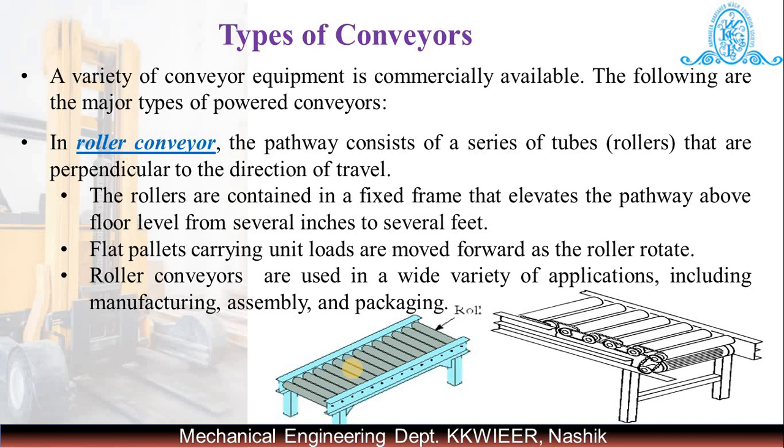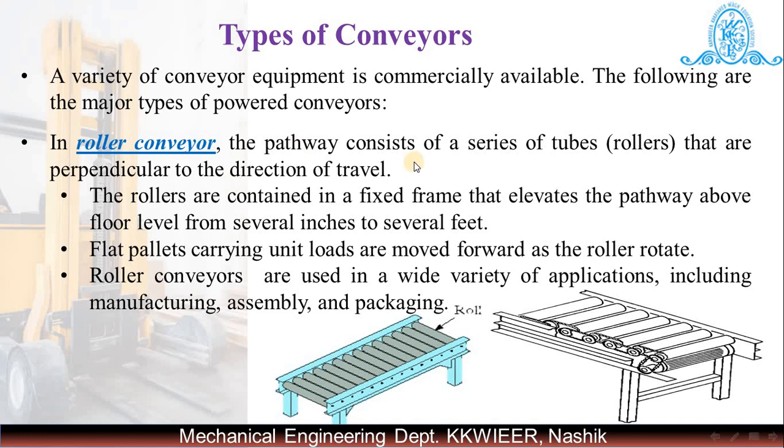Now based on the shape and size of the product, we can classify types of conveyors. First one we can say is the roller type. A variety of conveyor equipment is available commercially, but out of that we'll try to understand a few major photographs and classifications. First one is the roller conveyor. This type of conveyor is most probably used in the food industries.